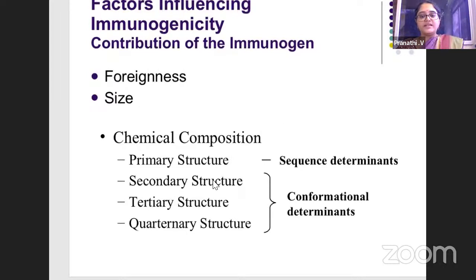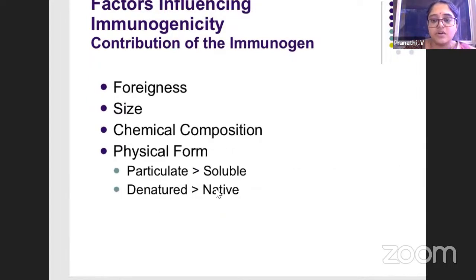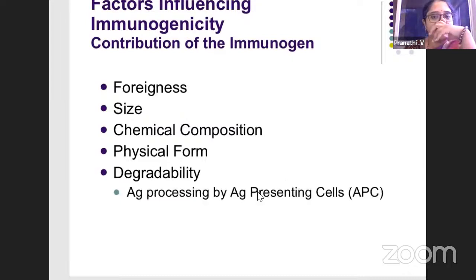So what are the factors? Of course, like I already told you, we have different kinds of factors contributing to the immunogen structure, which is your foreignness, the size, and of course your primary, secondary, tertiary, and quaternary structures that make an impact. That is your combinational determinants. Immunogenicity is also there. Basically, like I told you, foreignness, chemical composition, degradability.